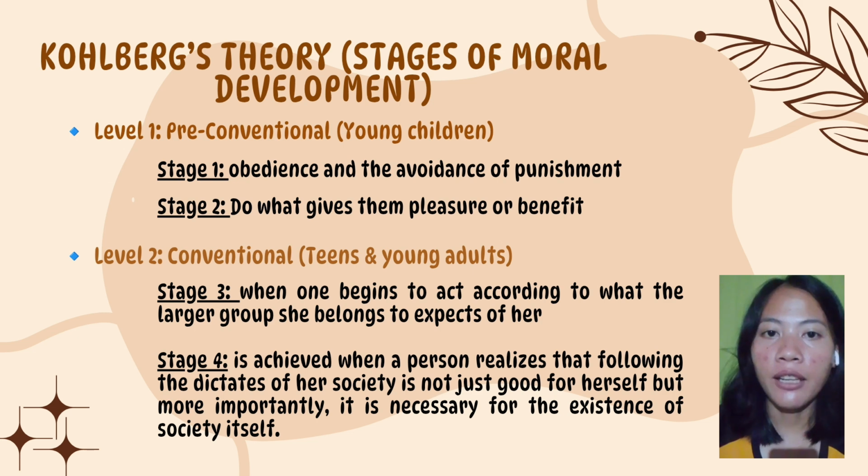The first level is what he called pre-conventional, and it corresponds to how infants and young children think. This pre-conventional level's reasoning is divided into 2 stages. The first stage of reasoning centers around obedience and the avoidance of punishment in a young child's mind.